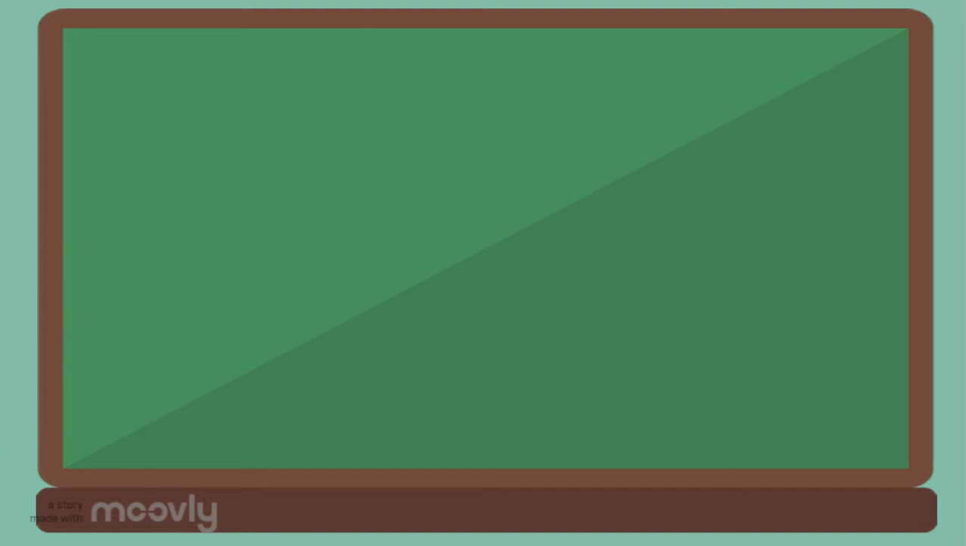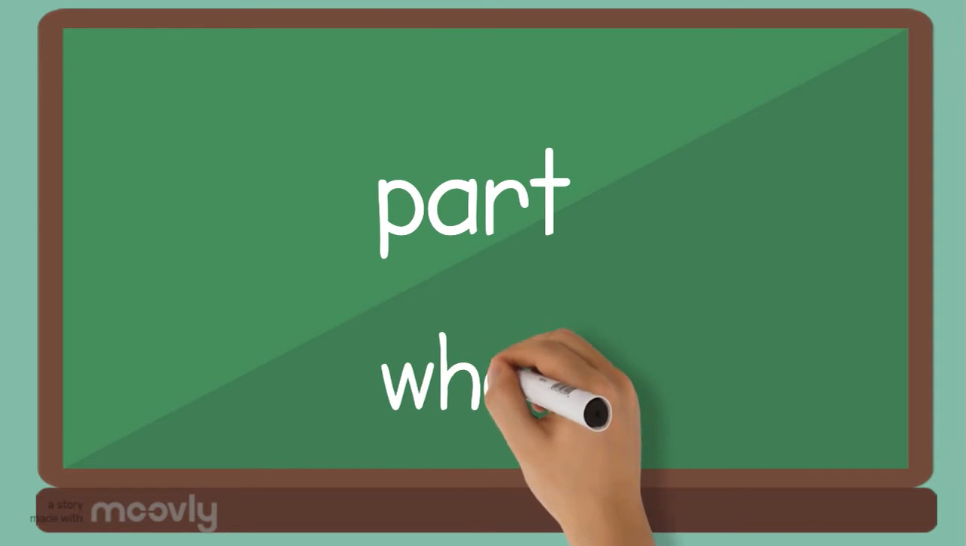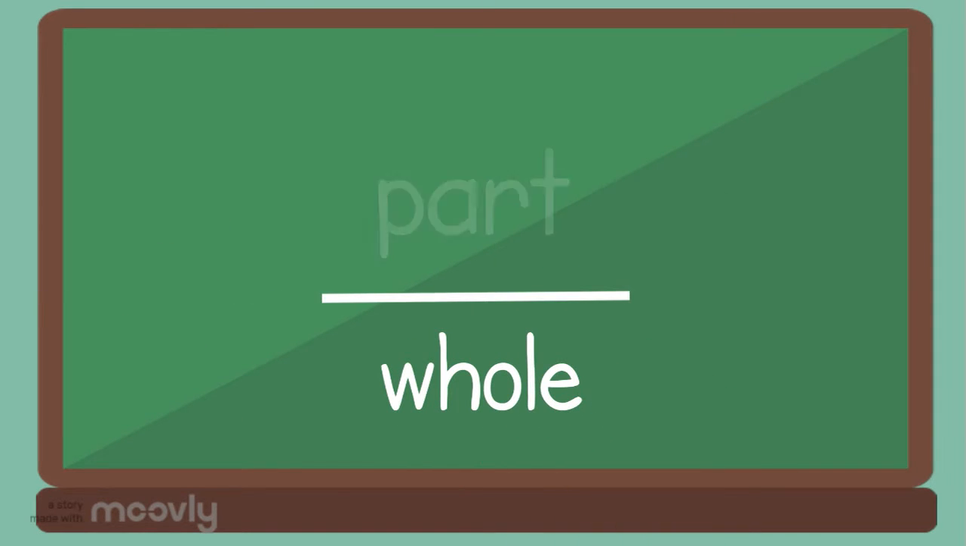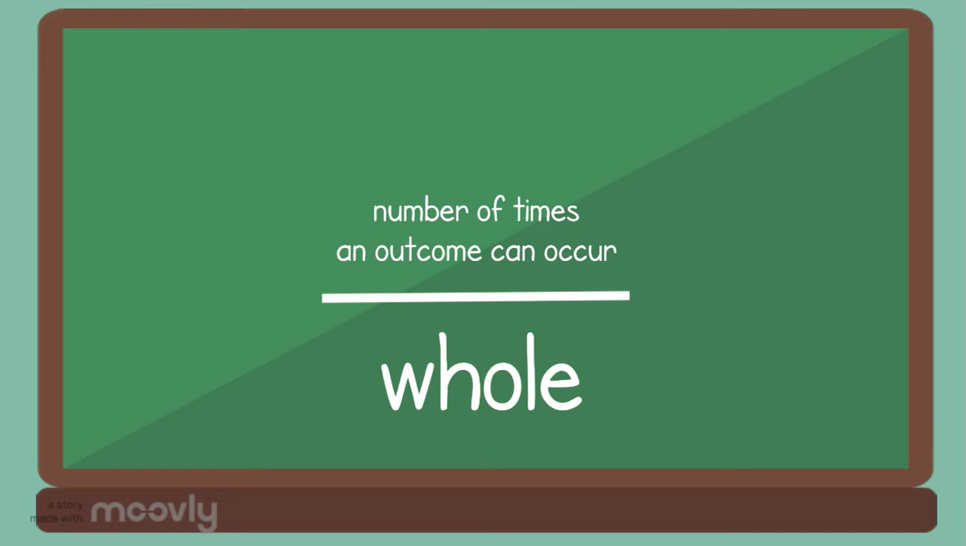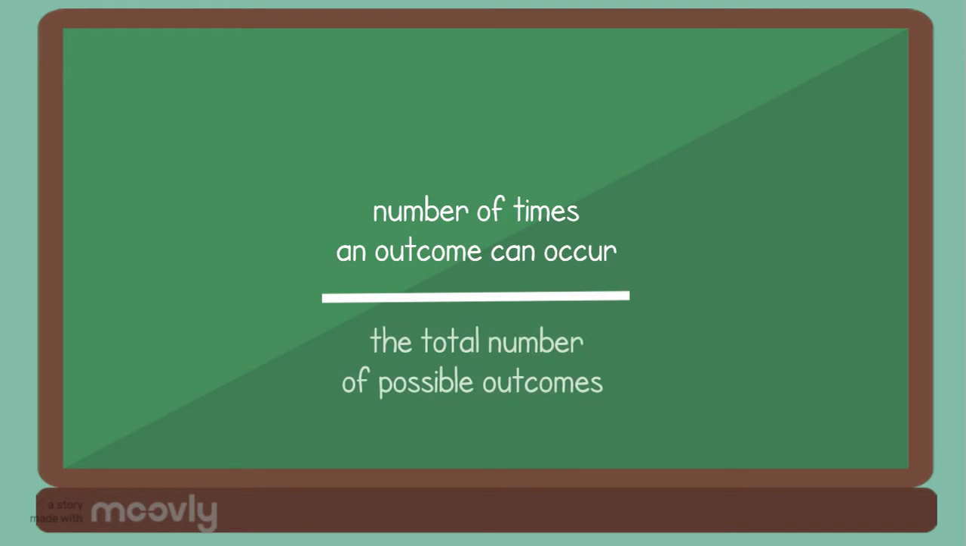situation. Probability can be calculated by forming a part-whole fraction, where the numerator represents the number of times an outcome can occur, and the denominator represents the total number of possible outcomes.